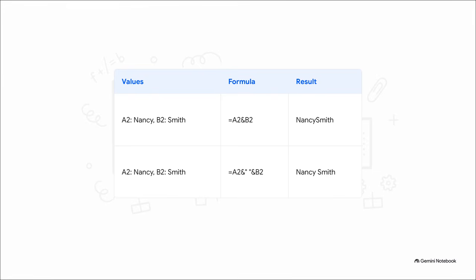But if we write the formula as A2 ampersand B2, the result is NancySmith. It's just entirely jammed together with zero space. To fix this, we need to use quotation marks. You can think of quotation marks as little containers that give our text some breathing room. By typing A2, ampersand, a space inside quotation marks, ampersand B2, we are placing a literal space right between those names. And that gives us a perfectly formatted Nancy Smith.